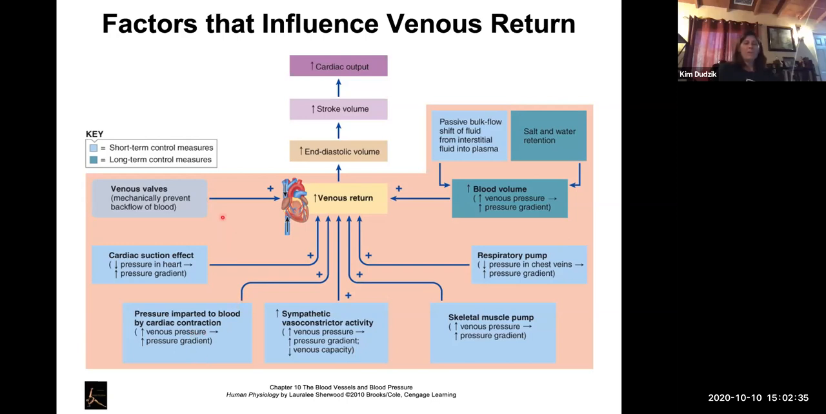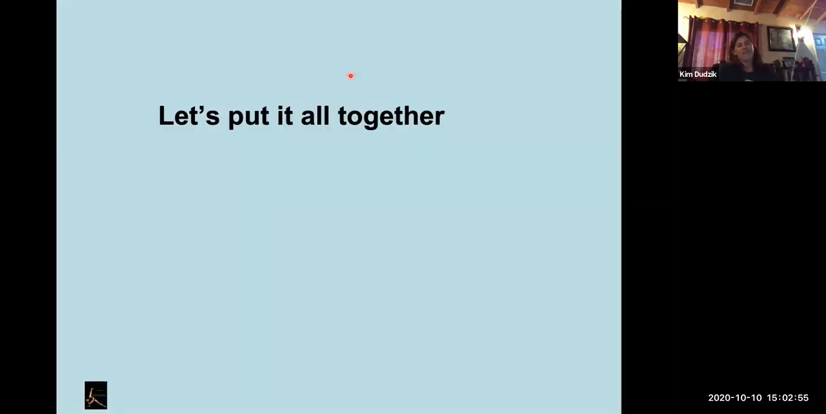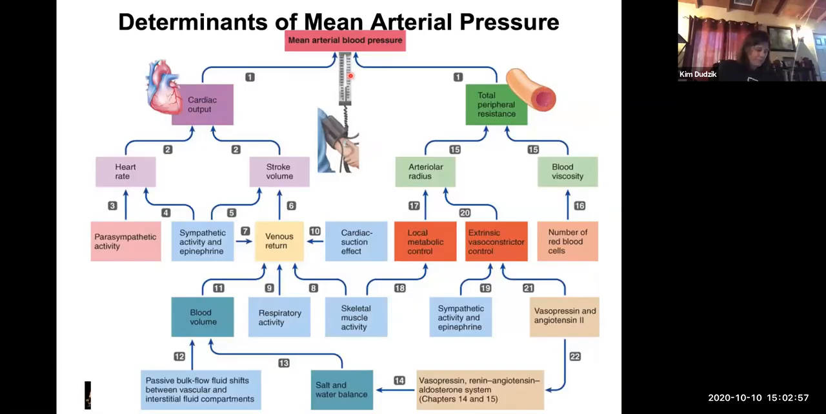Anyway, this is a summary of everything we just went through. If you can go through each of these and explain how it impacts venous return. And then when we studied the heart, we looked at these things, end-diastolic volume, stroke volume, cardiac output. This is how you need to put everything together. And there's more to put together. Let's put more together.